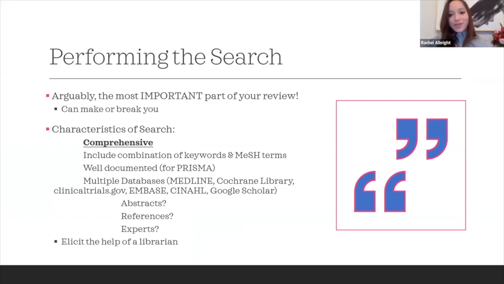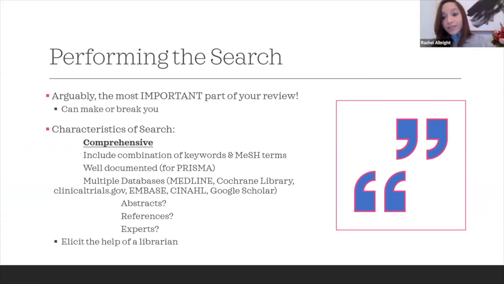So, performing the search, definitely one of the most important parts of the review, okay? This can make or break you. If the search is not comprehensive and you submit an article for publication and I do your search and I find 3 other studies that should have been included, it's getting rejected completely. It's not getting sent back for a review, it's rejected because it has to be comprehensive. That's the whole point of a systematic review. So that's number 1. Second thing is for the search, you need to have a combination of keywords and MeSH terms. We're going to go over that.